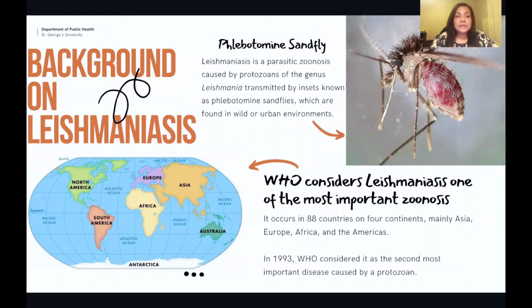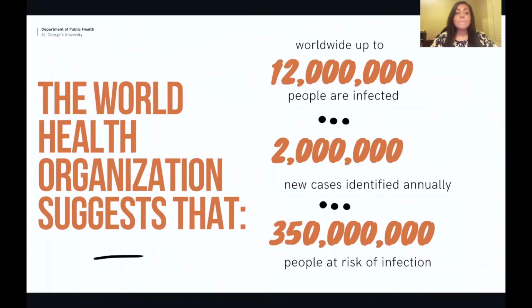It is transmitted by insects known as phlebotomine sandflies, which are found in wild and urban environments. The WHO actually considers Leishmaniasis to be one of the most important zoonoses. In 1993, the WHO considered it as the second most important disease caused by a protozoan. Worldwide, up to 12 million people are infected, with 2 million new cases identified annually, and a population of some 350 million people at risk of infection.